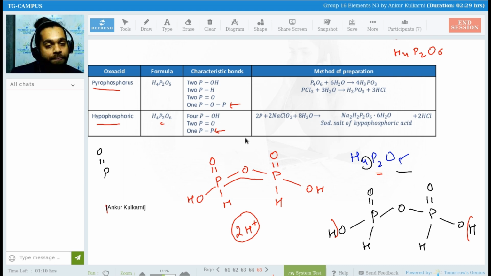In that you do not have a POP bond, you have a PP bond. Draw it on your own now. Come on, easy. Draw it and show me in the camera. Ragul, draw it and show me. H4P2O6. It will contain a PP bond, not POP.